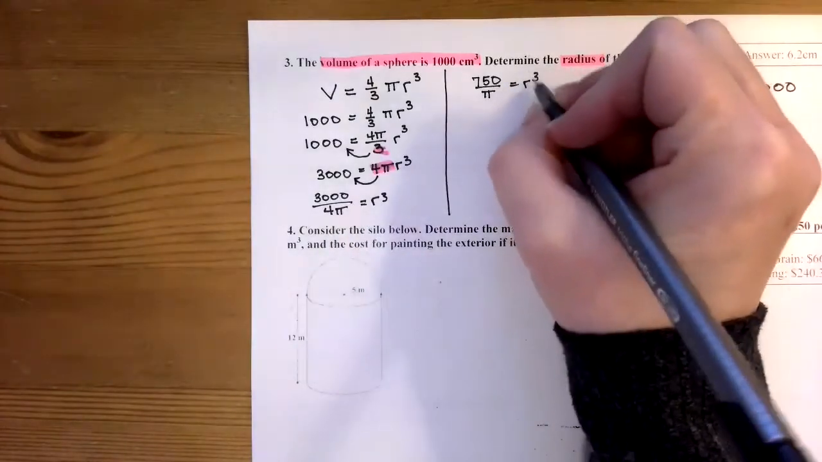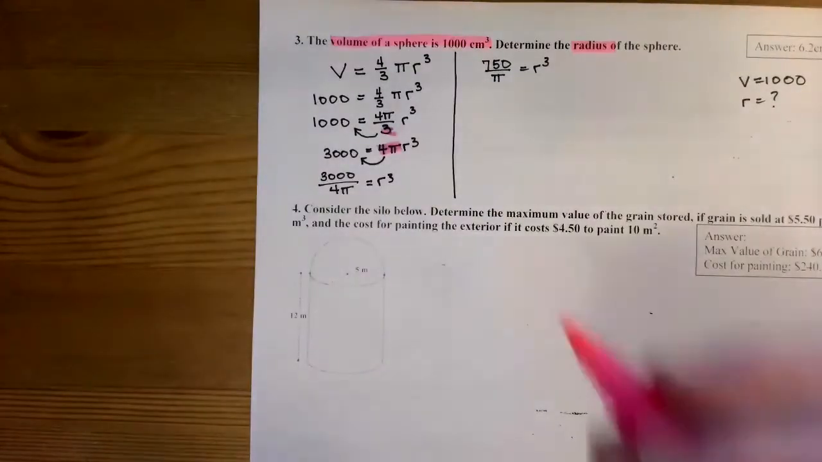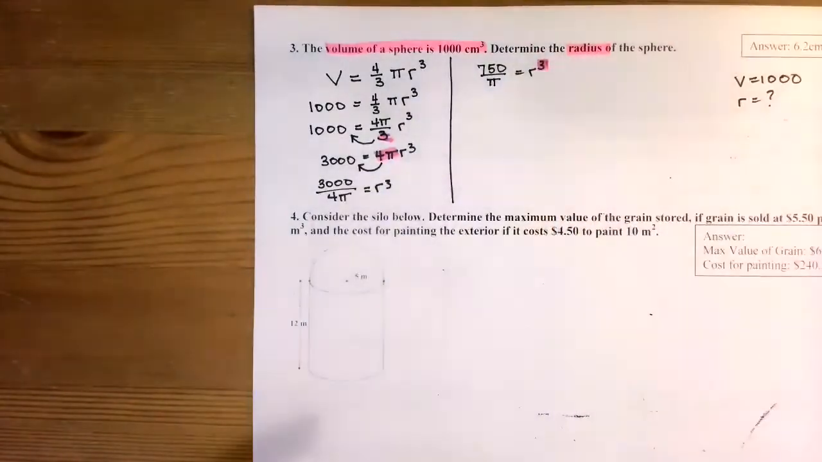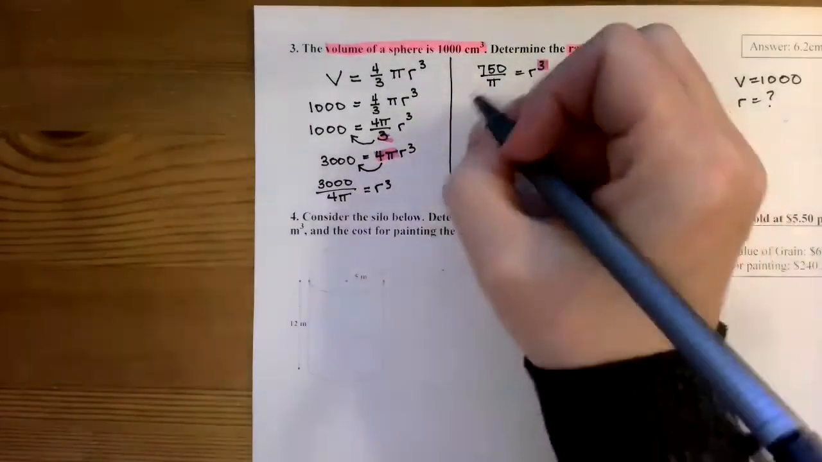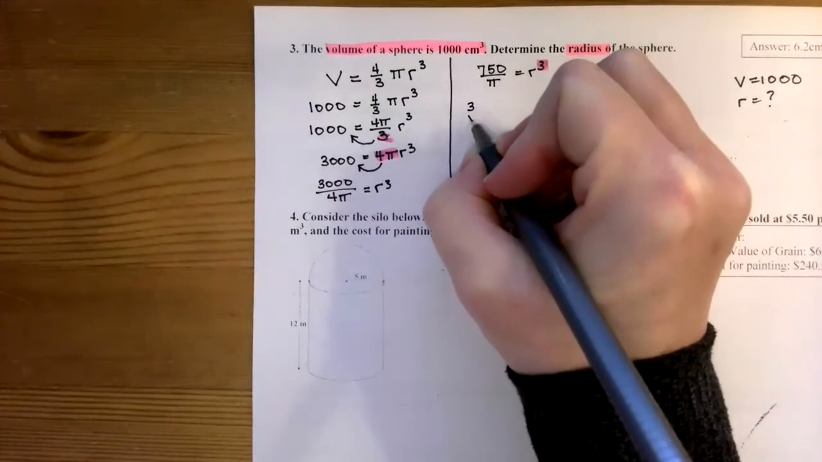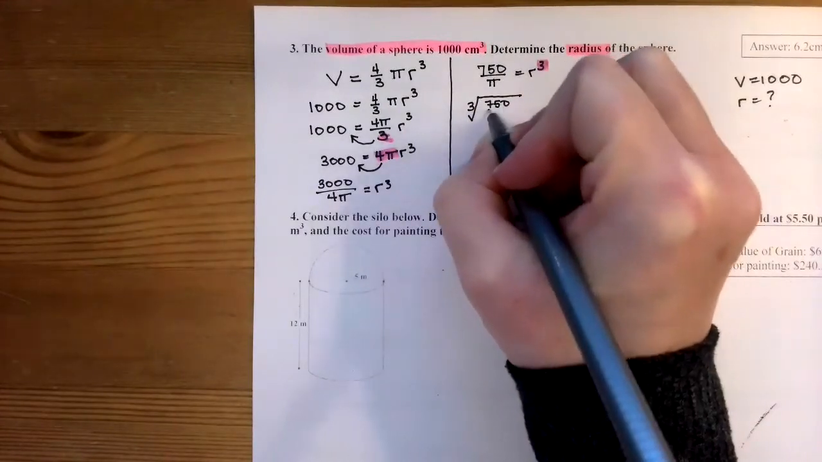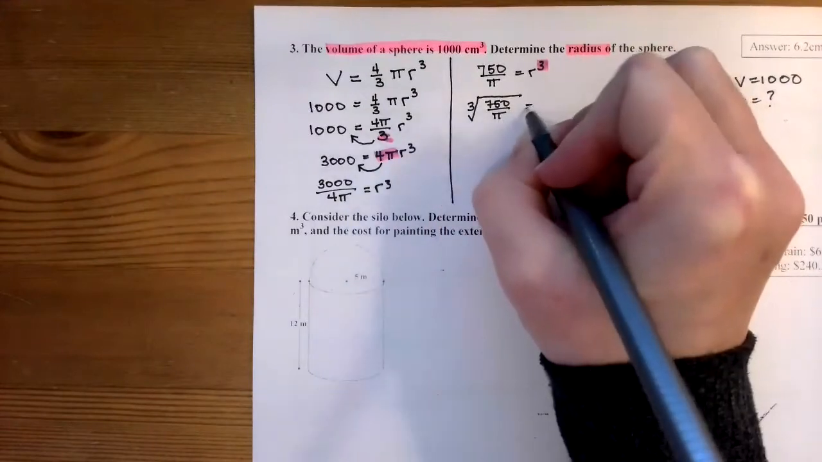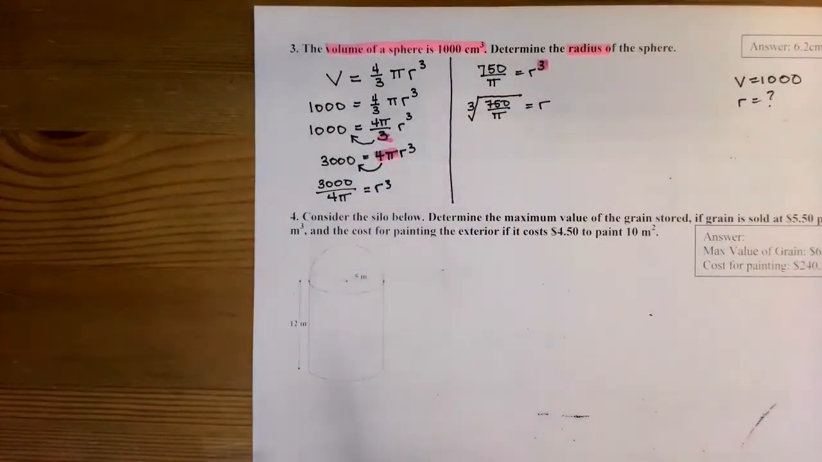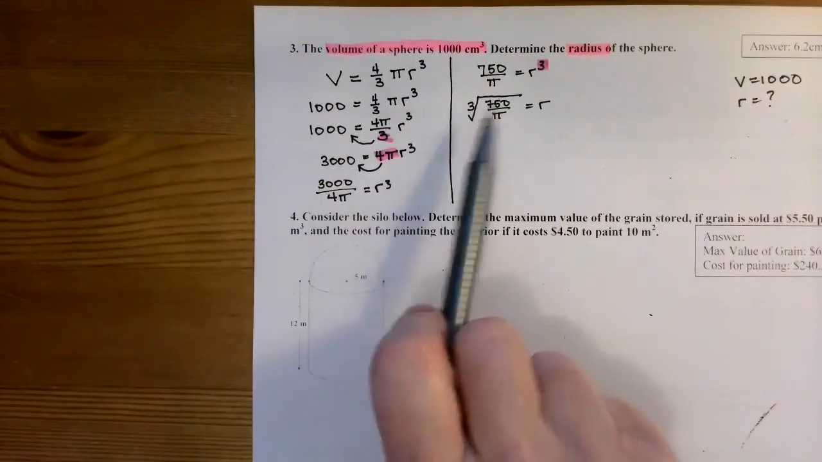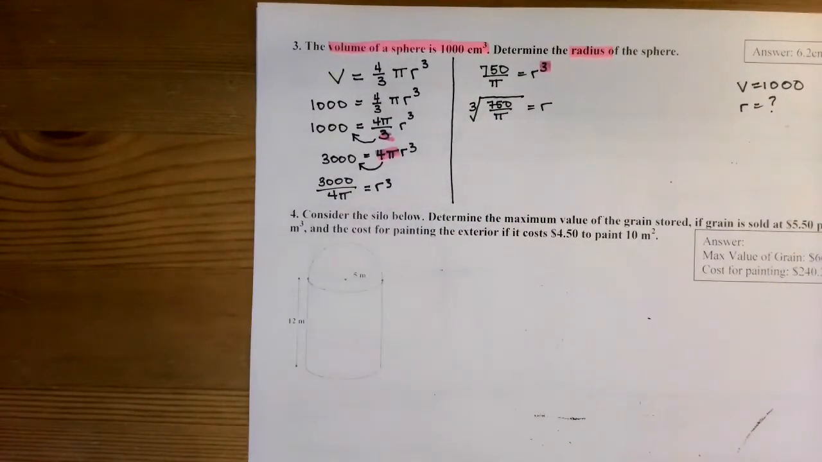And so now I want to take the cubed over to the other side. So I'm going to take then the cube root of 750 over pi, and that's going to equal r. So what I'm looking for is a number that when it gets multiplied by itself 3 times, it equals 750 over pi. So like the cube root of 8 would be 2, because 2 times 2 times 2 is 8.